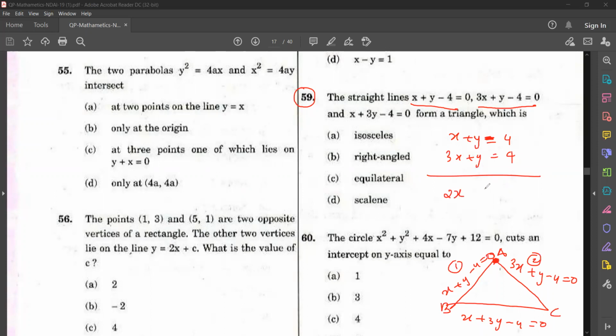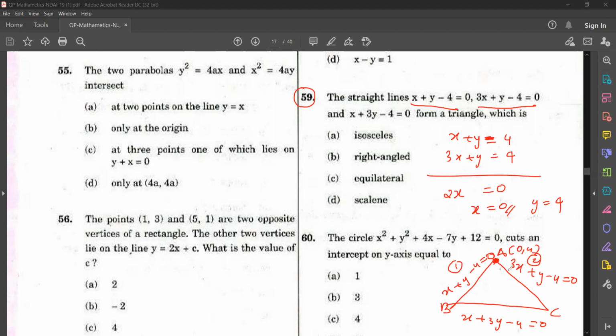So I'm using the elimination method. I get 2x equal to 0, so x equal to 0. If x equal to 0, y equal to 4. I'm just subtracting the first equation from the second equation. Then I get 3x minus x is 2x, y minus y is 0, 4 minus 4 is 0. So I got x equal to 0. If x equal to 0, substitute in the first equation, you'll get y equal to 4. So the point A is 0, 4.